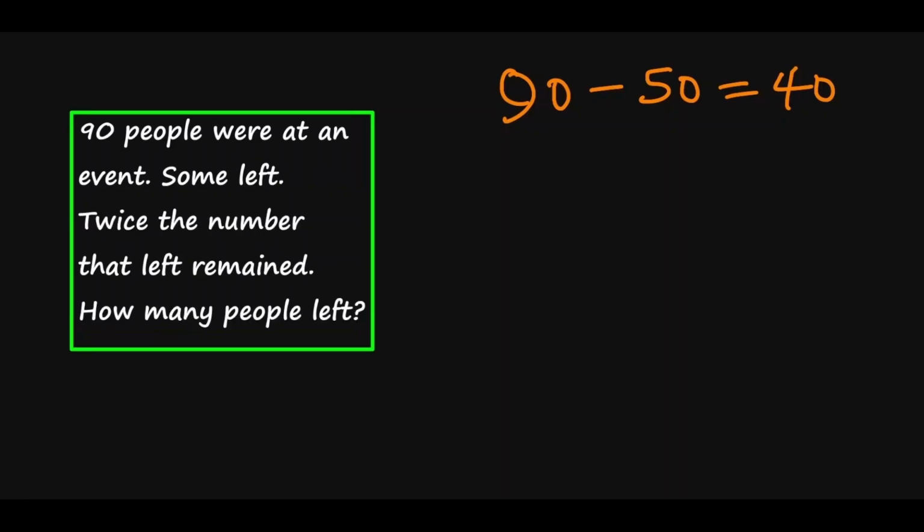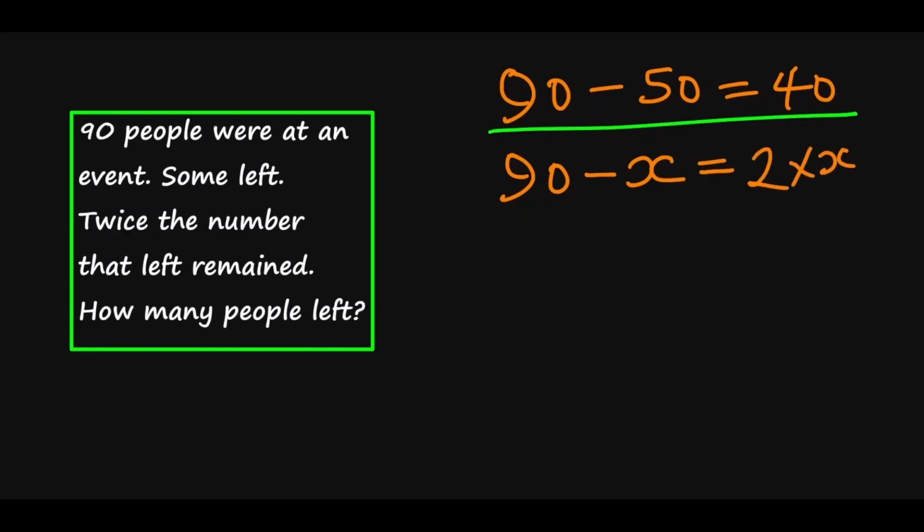So now it says some left. Twice the number that left remained. How many people left? Definitely this is more difficult. How do you solve it? Since you don't know the number of people that left and the number of people remaining, you say if the number of people that left is x, then the number of people remaining will be 2x. That is 2 times x, since it says twice the number that left remained.